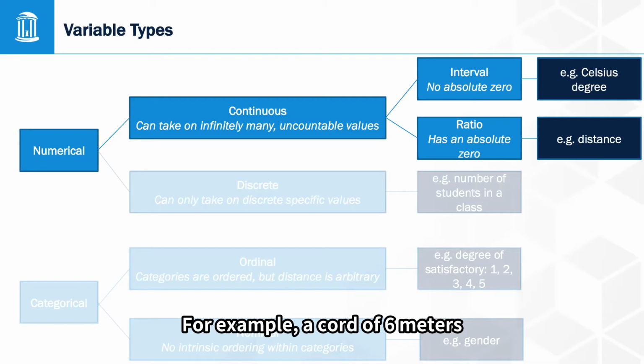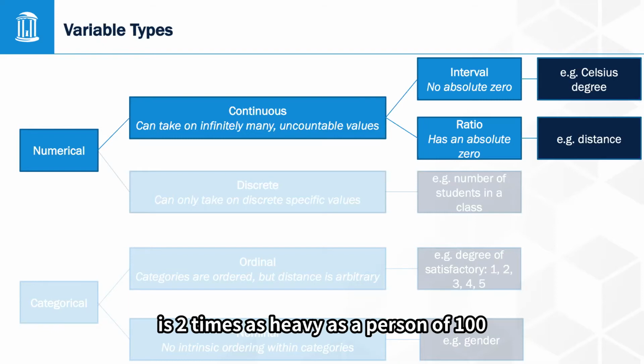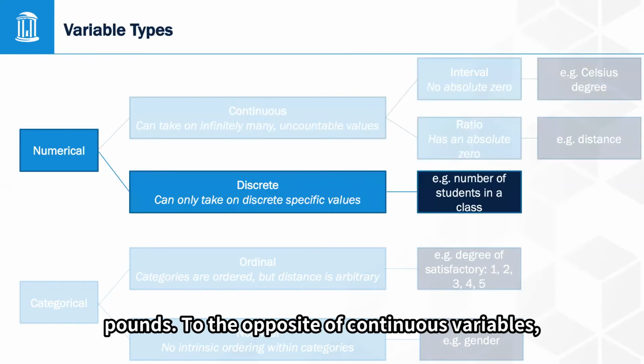On the contrary, ratio can take absolute zeros and take meaningful ratio. For example, a cord of 6 meters is 2 times as long as a cord of 3 meters, and a person of 200 pounds is 2 times as heavy as a person of 100 pounds.